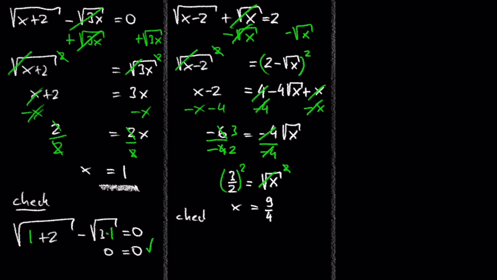Let's plug in the 9 over 4 into the original equation, because the index of the root is even. So we get the square root of 9 over 4 minus 2 plus the square root of 9 over 4 equals 2. We can write the 2 as 8 over 4. 9 over 4 minus 8 over 4 is 1 over 4. And the square root of 1 over 4 is 1 over 2. The square root of 9 over 4 is the square root of 9, which is 3, over the square root of 4, which is 2.